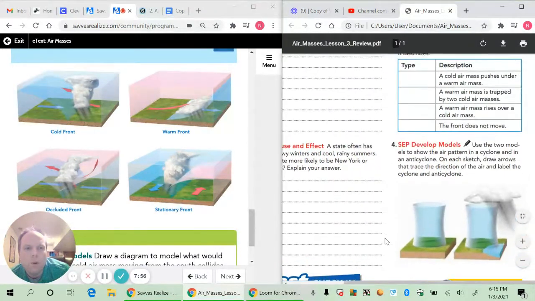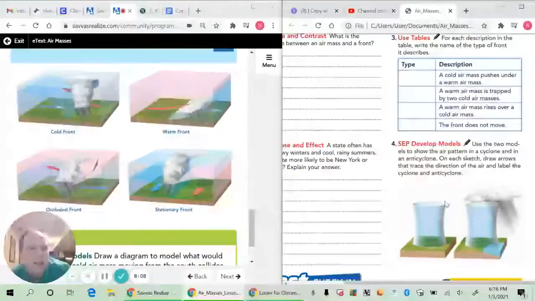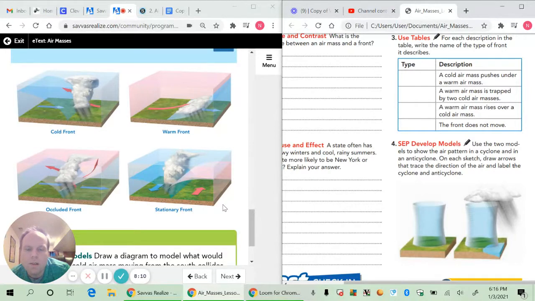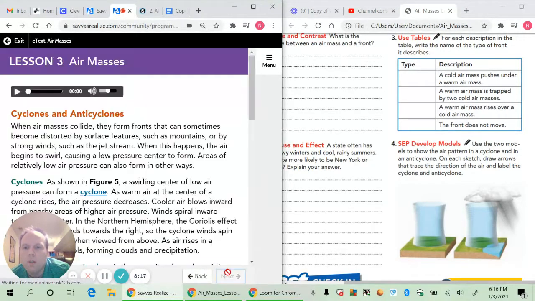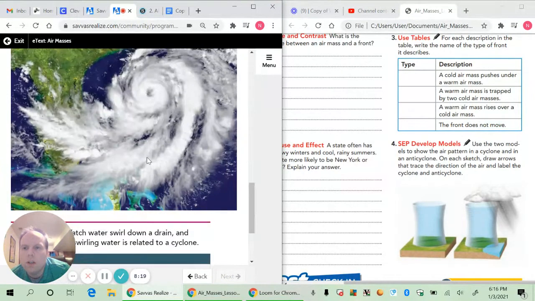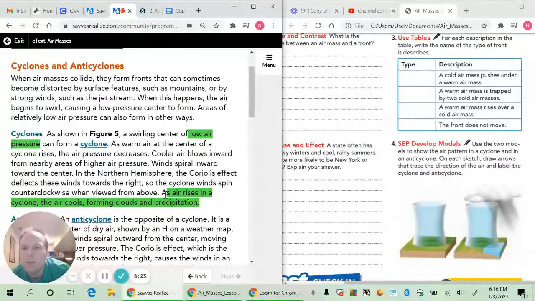All right, then we're on number 4. It says use the 2 models to show the air pattern in a cyclone and an anticyclone, and sketch the arrows to show the direction that the air travels. Well, in our last assignment this week, we looked at low pressure systems and high pressure systems. Remember, we had to draw how the wind was moving around those. So it's actually really similar to what we're doing. But if you go to the next page here, you can read about cyclones and anticyclones, remember?